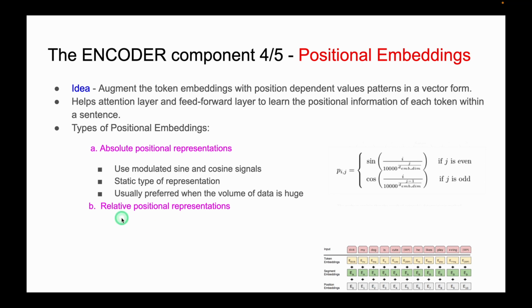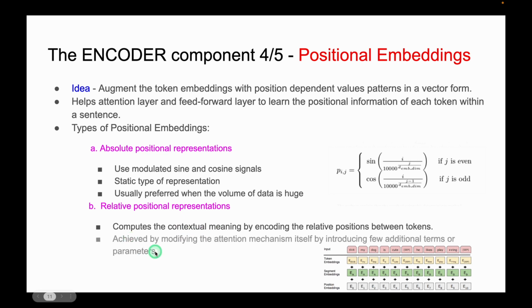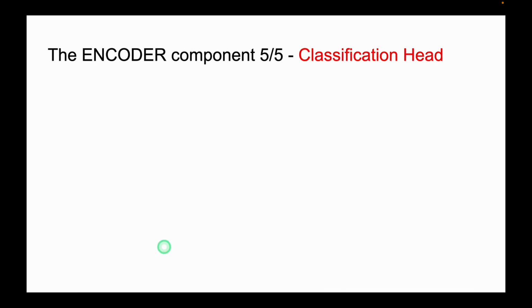The absolute embeddings are no doubt important, but we know that when we compute an embedding, the surrounding information in a sentence is vital to provide the necessary contextual meaning, and hence we use relative positional representations. Relative positional representations help compute the contextual meaning by encoding the relative positions between tokens. This is achieved by modifying the attention mechanism itself by introducing a few additional terms or parameters. Models like DeBERTa use these relative positional embeddings.